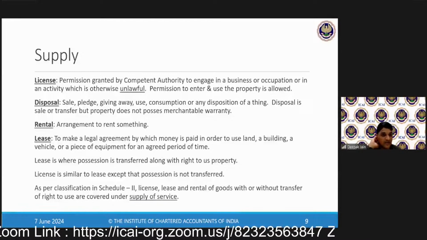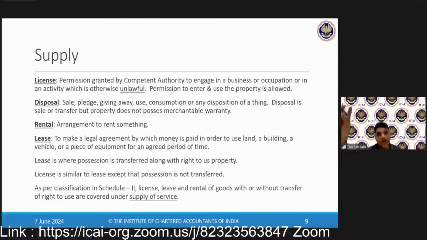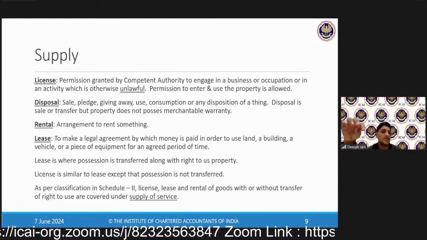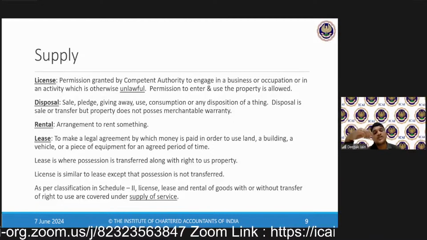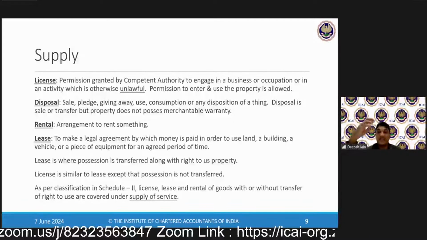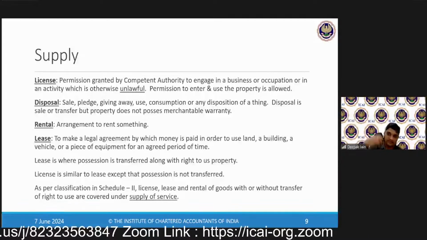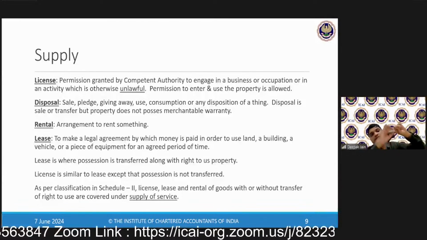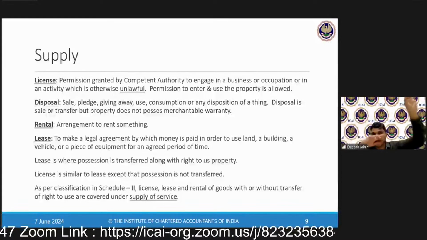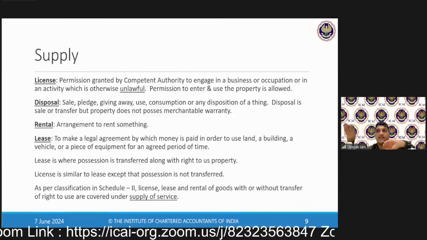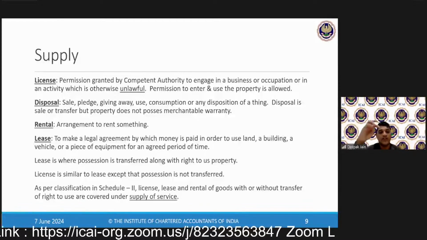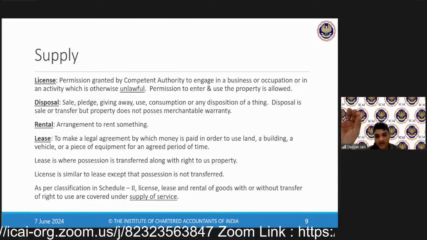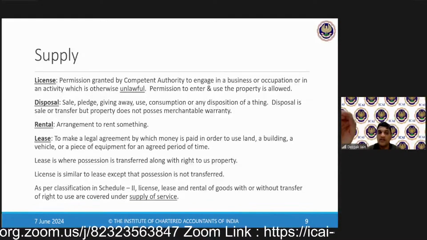Okay. Lease is where possession is transferred along with the right to use property, but distinguishing it from license: license is similar to lease, except that the possession is not transferred. You have a Tally license. Ownership of Tally is with the Tally company. They're giving you the license to use it. That is an example of license where the possession is not given to you. In case of a lease, the possession is also given to you. Very technical terms. That is an example of lease and license.